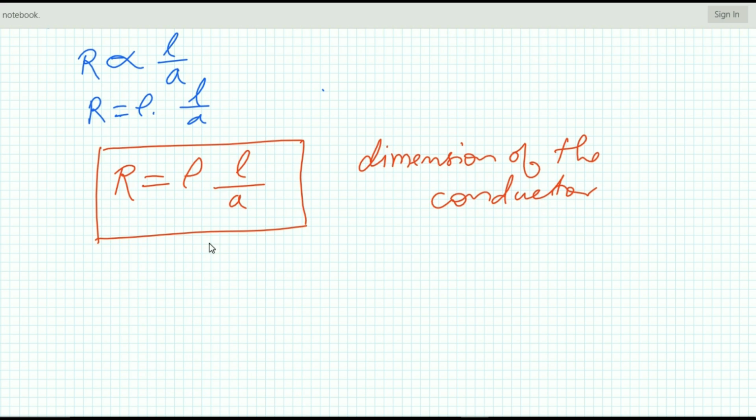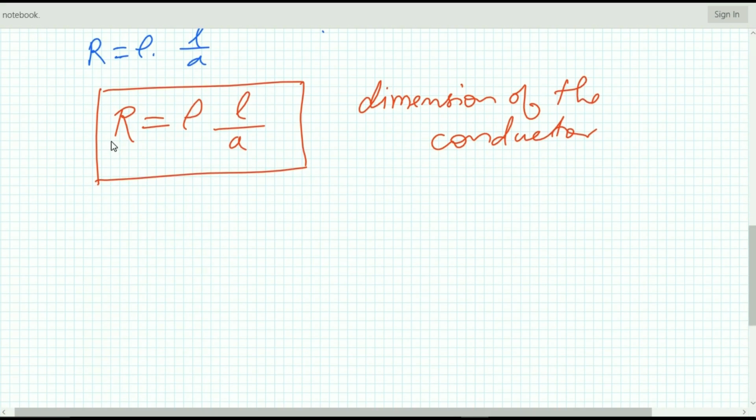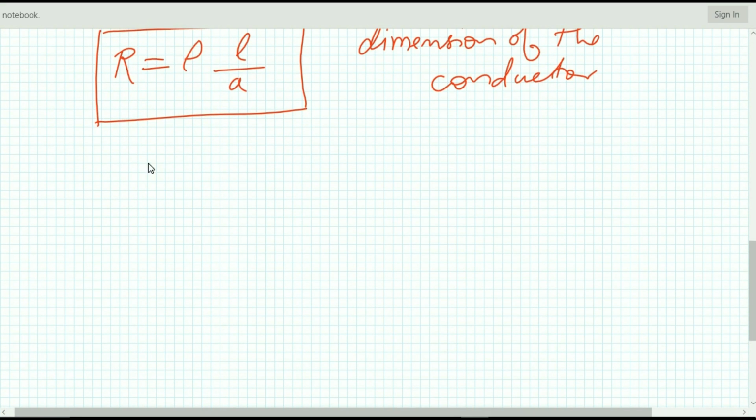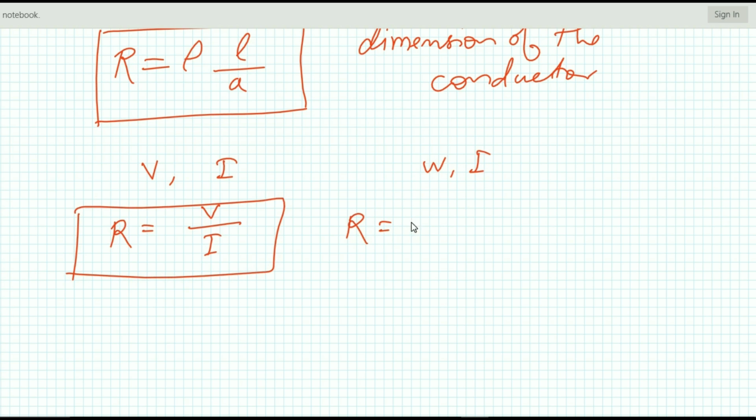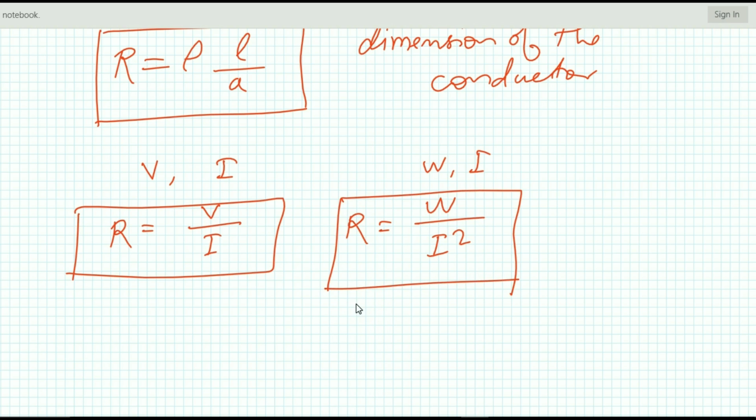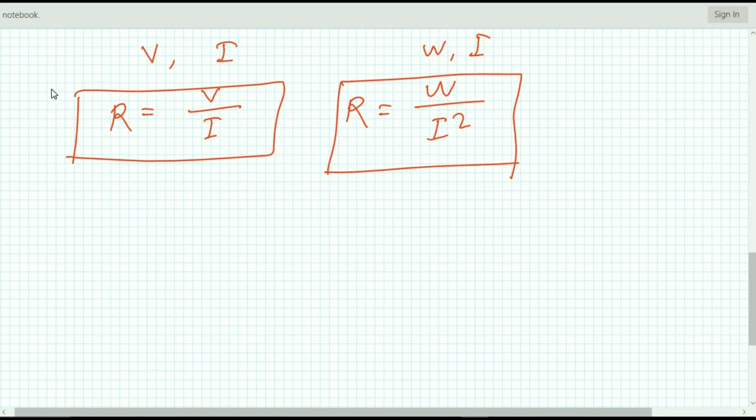Right. Now the value of resistance is also calculated from other parameters, like if voltage V and current I are given, then resistance equal to V by I. Okay, and this is also a different equation for resistance, and if watt and I are given, the value of resistance will be W by I square. Okay, so these are the equations of the resistance, and I think you should remember these equations.